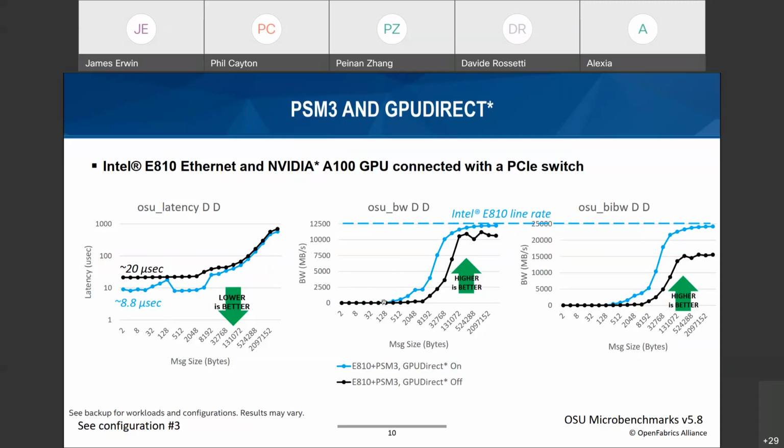For unidirectional bandwidth, you can see that we saturate line rate quite nicely with GPU Direct enabled, whereas with GPU Direct not enabled, we're not quite able to reach line rate. And then the same with bidirectional bandwidth. We get a very nice saturation of bidirectional bandwidth with GPU Direct enabled with PSM3. So these data were measured on these systems, which are Gen 4 systems, with a single 100 gigabit Intel Ethernet NIC and the A100 GPU.